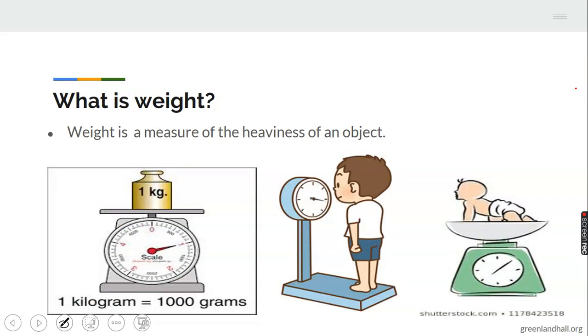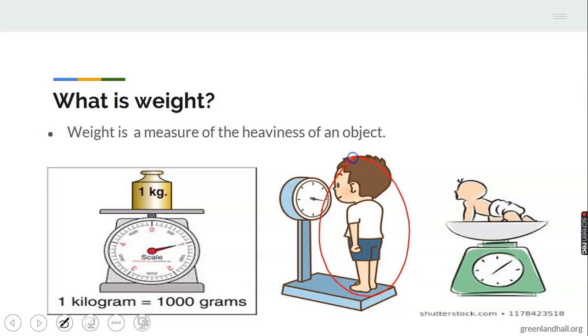So what is weight? Weight is a measure of the heaviness of an object. Again, weight is the measure of the heaviness of an object. So it tells us how heavy an object is, the weight of an object. You say, oh, this thing is too heavy. Can you remember your school bag? Oh, my school bag is too heavy. Probably the books in your bag.